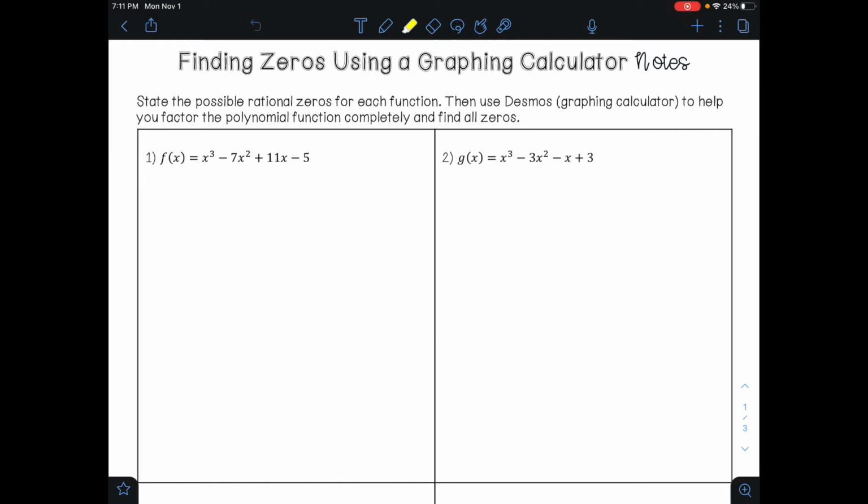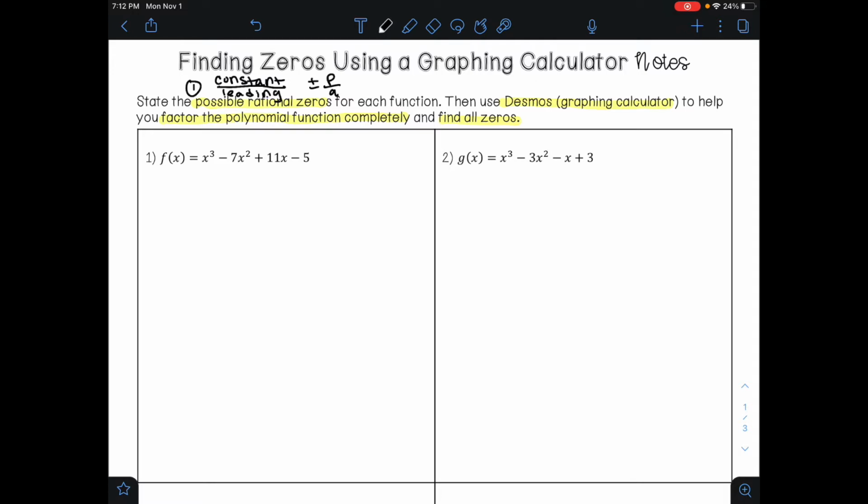In this video, I'm going to show you how to find zeros using a graphing calculator. For these examples, it says state the possible rational zeros for each function. Then use Desmos or a graphing calculator to help you factor the polynomial function completely and find all zeros. So they're wanting us to do three things. Find the possible rational zeros, which remember is always constant divided by leading. These are your plus or minus p over q values.